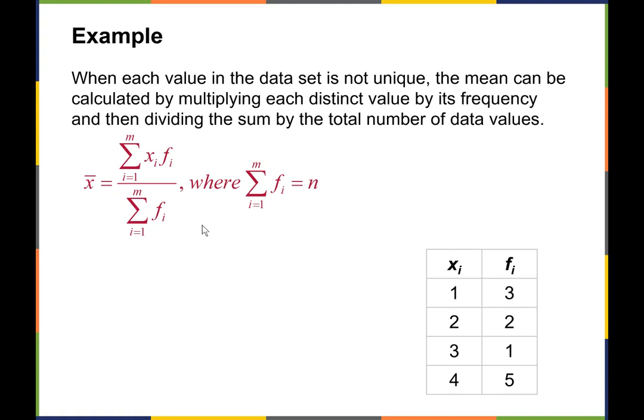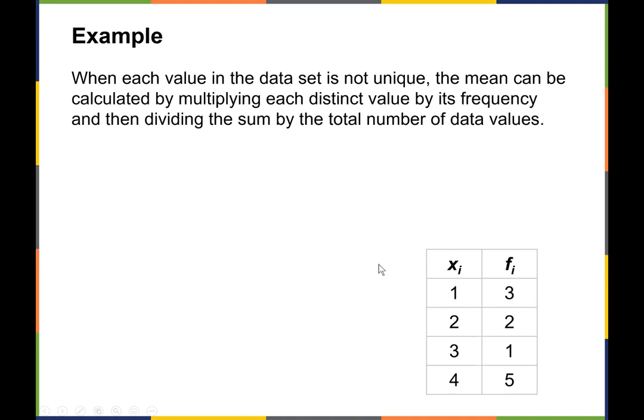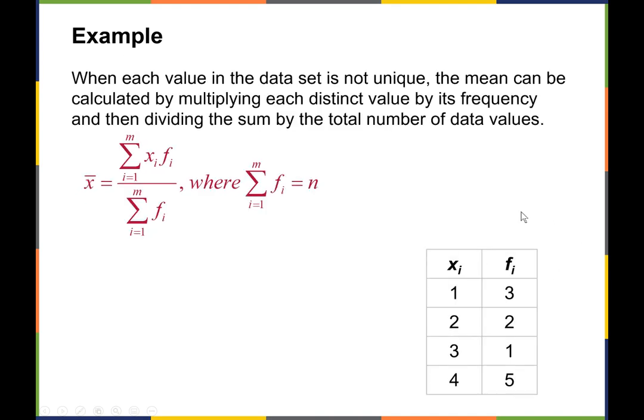And now let's go ahead and do an example when the mean can be calculated by multiplying each distinct value. So in this example, we have a frequency table. 1 happens 3 times, 2 happens twice, 3 happens 1 time, and 4 happens 5 times. So instead of writing out the data like they did in the previous example, they gave it to you in a frequency table. Really, we have 1 3 times, so it's 1 1 1. We have 2 2 times, 2 2. So you could just go back and translate the frequency table to a list.